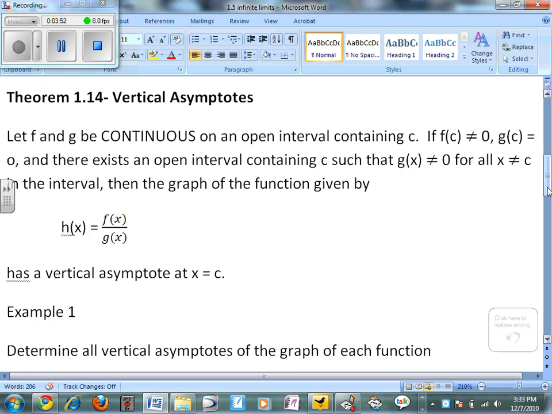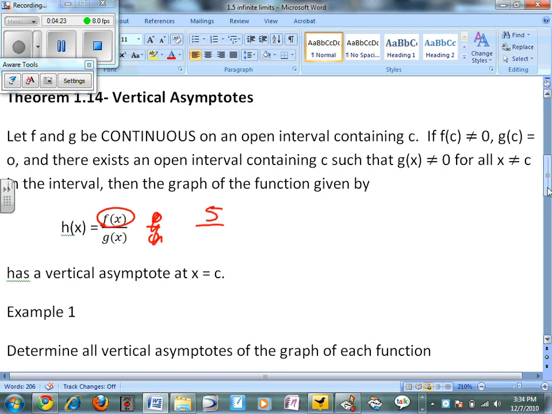All right, let f and g be continuous on an open interval containing some value c. If f of c does not equal 0, and g of c equals 0, then there exists an open interval containing c such that, basically, we have a vertical asymptote. So what it says is both of these can't equal 0. We can't have 0 over 0. But as long as f of c, we plug some number in f of x and we get 5, and we plug some number in g of x and we get 0, we know that there is a vertical asymptote at whatever number we pick to plug in. All right, just as long as we don't have 0 over 0.